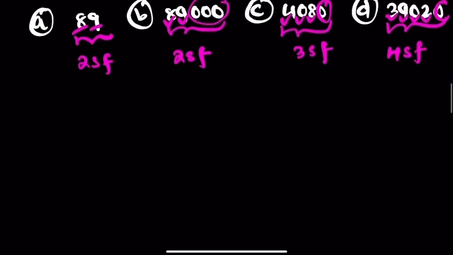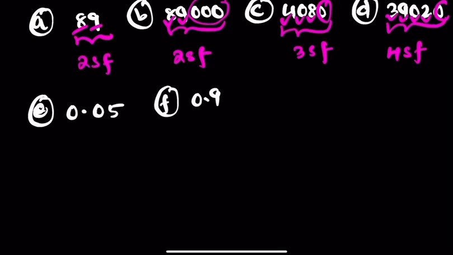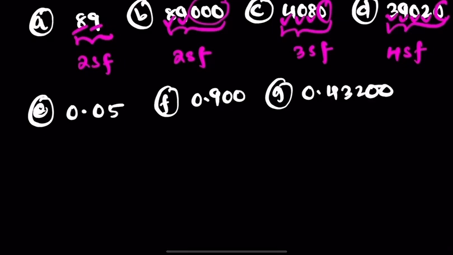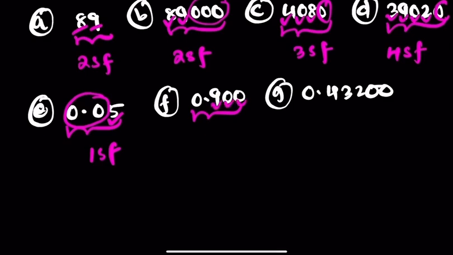Let's take some more examples. 0.05, 0.900, 0.43200. So this has only 1 significant digit, because the zeros before the non-zero digit will not be counted. For 0.900, this has 1, 2, 3. This has three significant figures because we are not counting this 0 since it is before the non-zero digit, but we are counting these two zeros because they are after the non-zero digit.